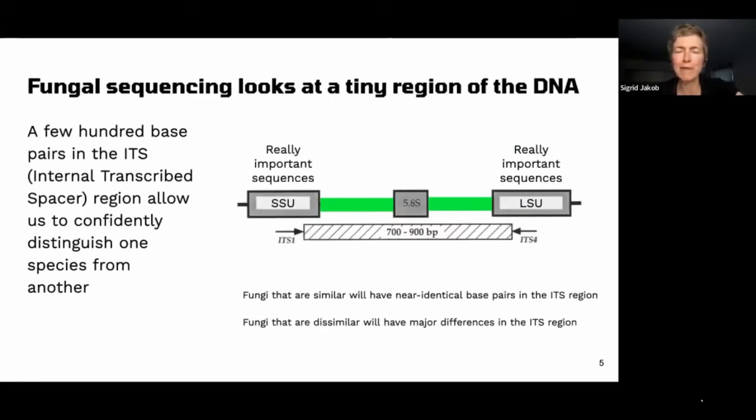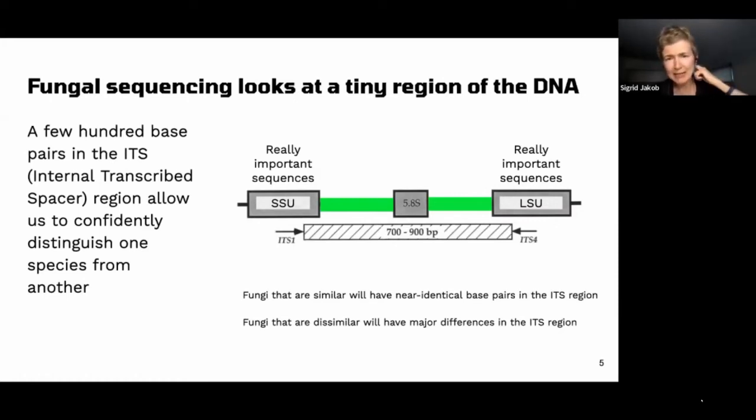But the good news about fungal sequencing is that we don't have to look at that whole gigantic string of DNA. We're actually only looking at a tiny, tiny region. It's sort of like one page of the encyclopedia. And that tiny region is called the ITS region.